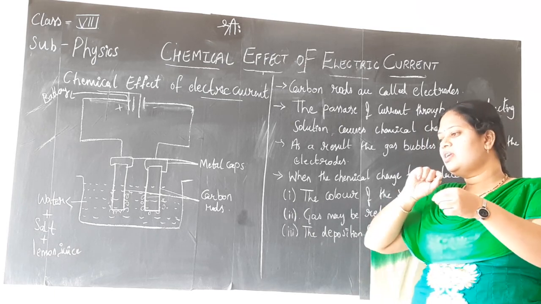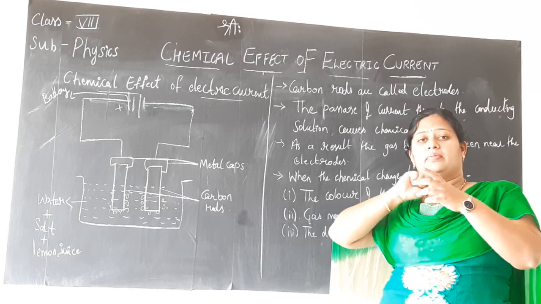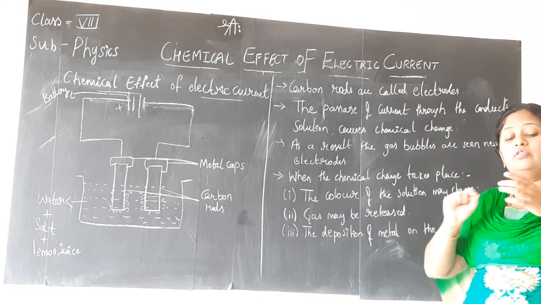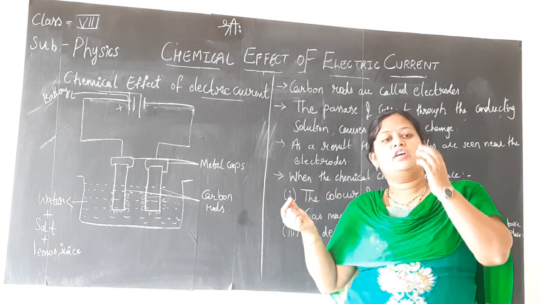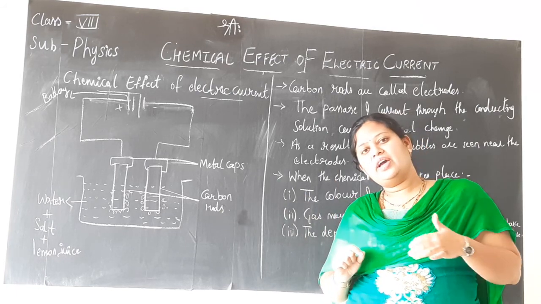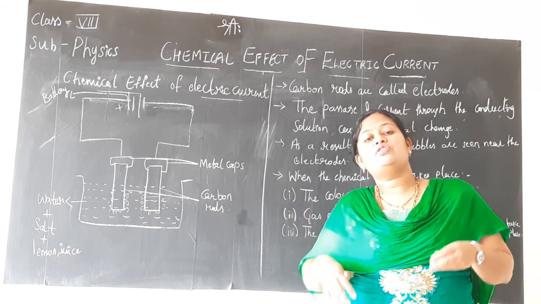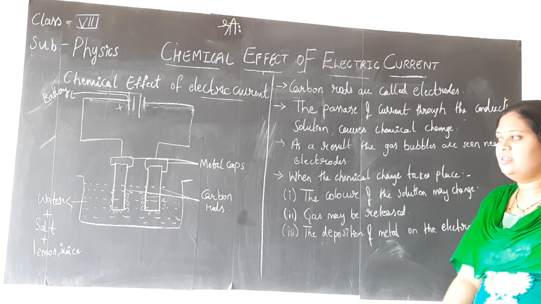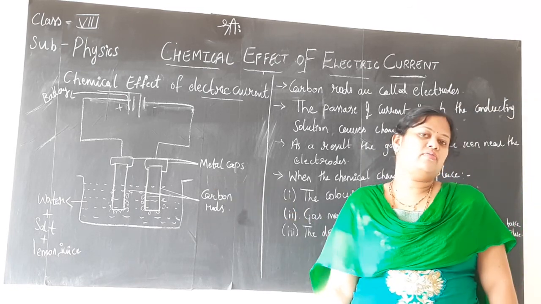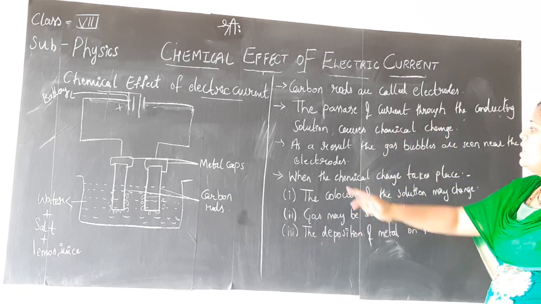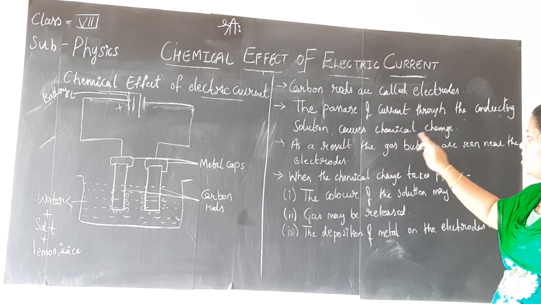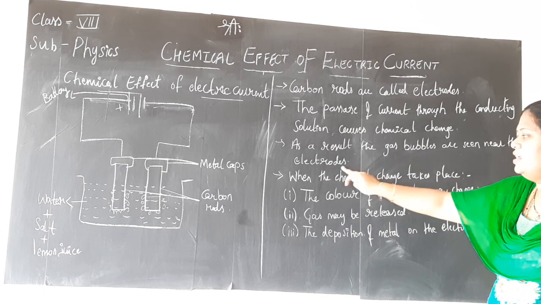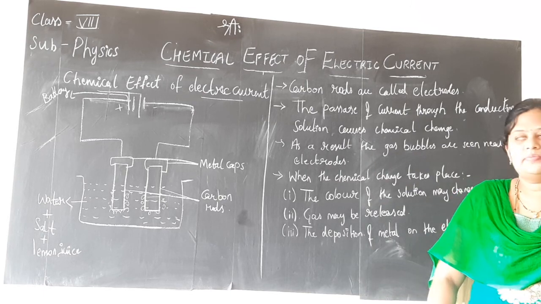Like when you scratch the matchstick against the matchbox, it catches fire. When you burn the paper, it turns into ashes. Like this, you have learned various examples of chemical changes in class 7th already. This is one more. As a result of this chemical change, the gas bubbles are seen near the electrodes.